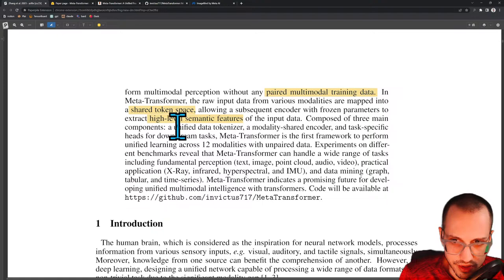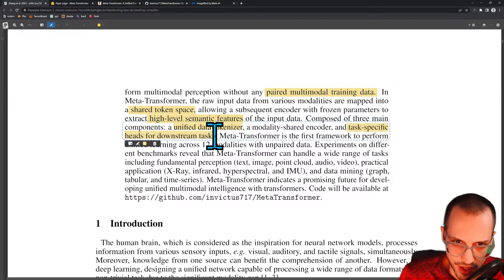Composed of three main components, a unified data tokenizer. I feel like that's going to be the most interesting one, to be honest. I'm curious how they did that. A modality-shared encoder, so one encoder that consumes all of that, and then a task-specific head.